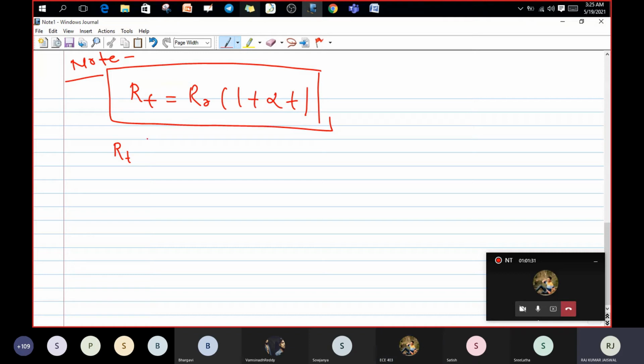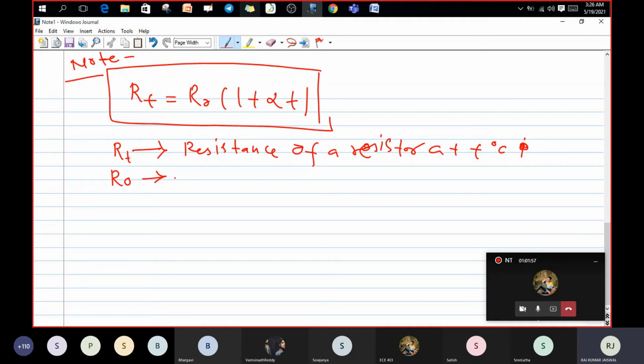Then what is RT? RT is nothing but the resistivity with respect to temperature, the resistance of a resistor at T Celsius. Can I say that? Okay, guys, what is R naught? Could you tell me what is R naught? Resistance at 0 degrees Celsius. Very good.